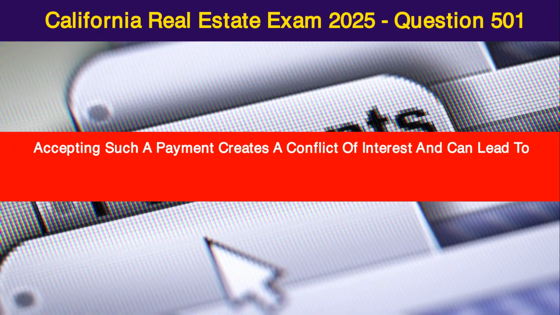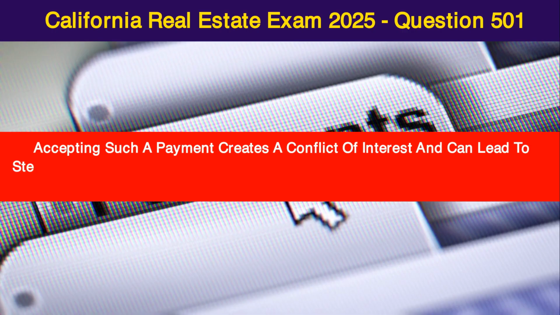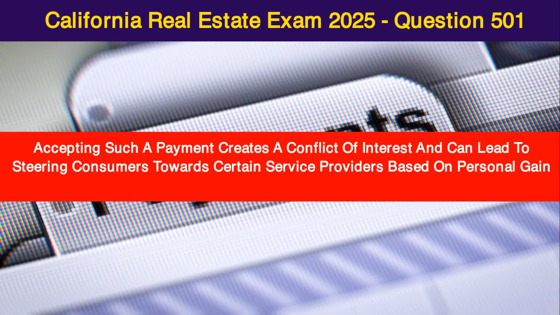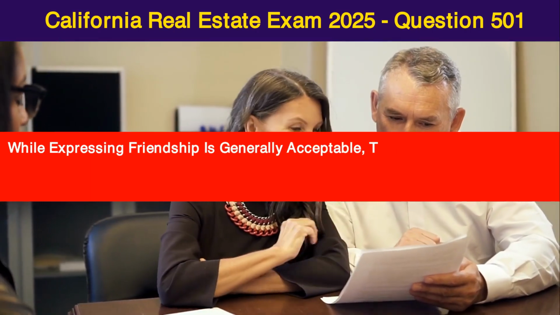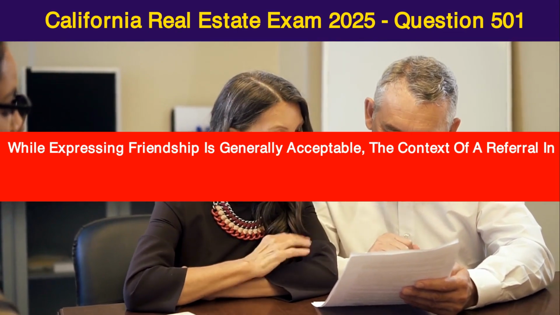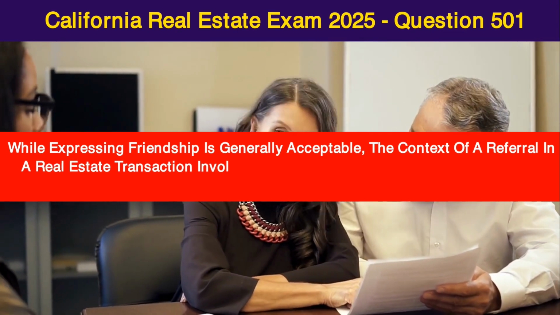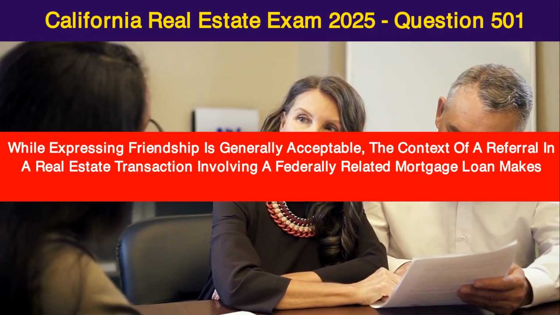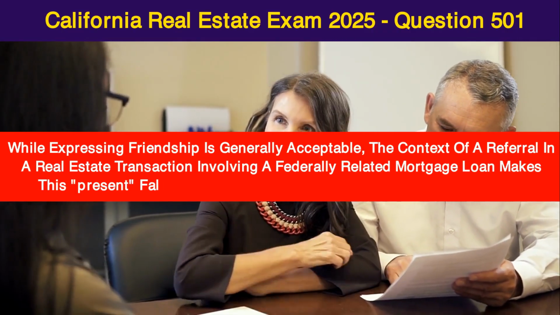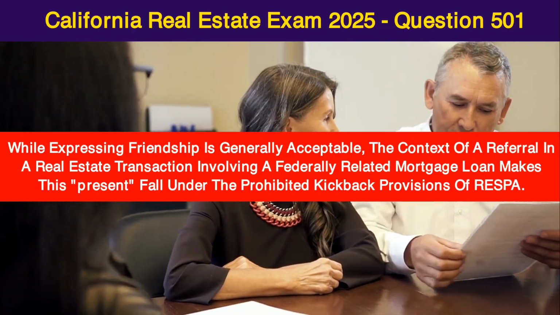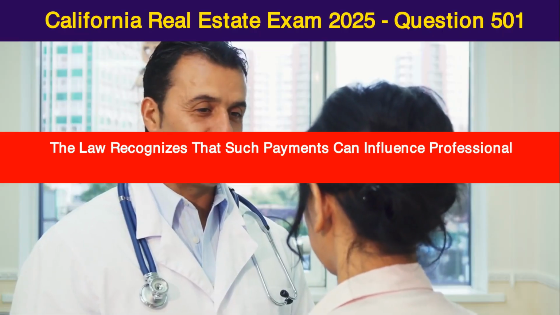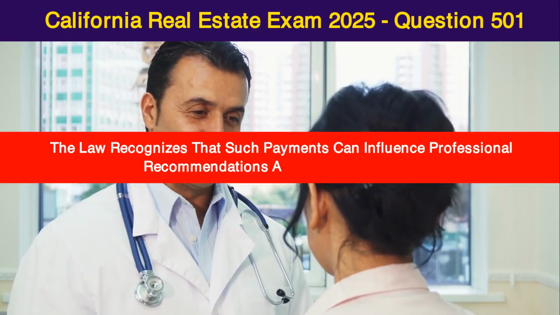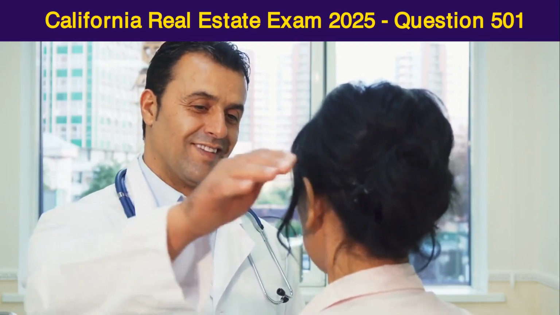Accepting such a payment creates a conflict of interest and can lead to steering consumers towards certain service providers based on personal gain rather than the best interests of the client. While expressing friendship is generally acceptable, the context of a referral in a real estate transaction involving a federally related mortgage loan makes this present fall under the prohibited kickback provisions of RESPA. The law recognizes that such payments can influence professional recommendations and harm consumers.